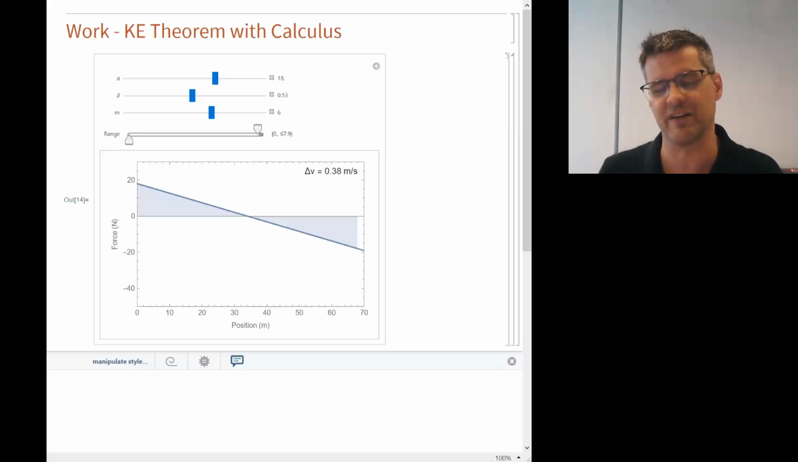So if a spring is at some default position here, it doesn't feel any force. But as I start to elongate the spring, or as I start to compress the spring, it is going to respond in such a way as to try to bring that object back to a condition of what's called equilibrium.